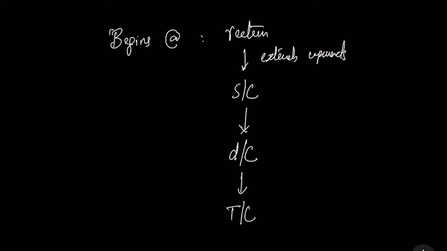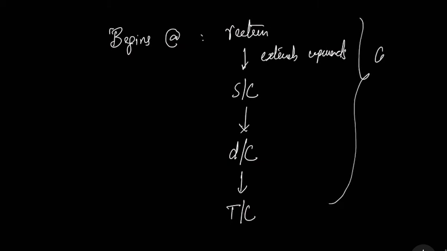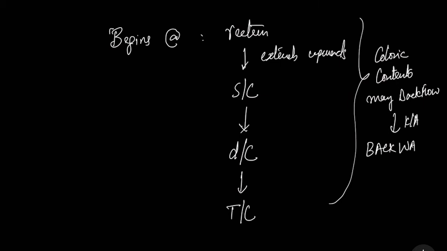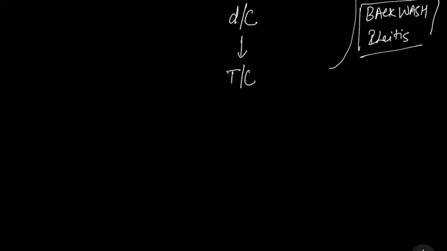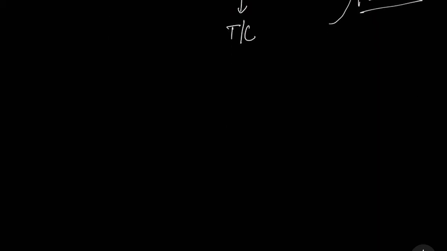Sometimes the colonic contents may backflow. Backflow, as in, because these things have to go down, they might sometimes go up, they might go back. And this is known as backwash ileitis. Now let's jump to the morphological features for your ulcerative colitis.